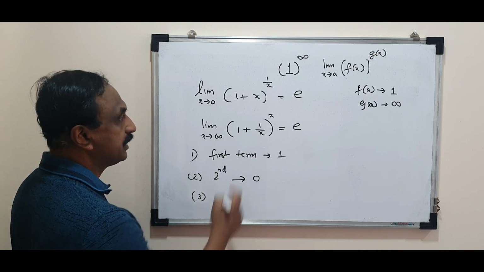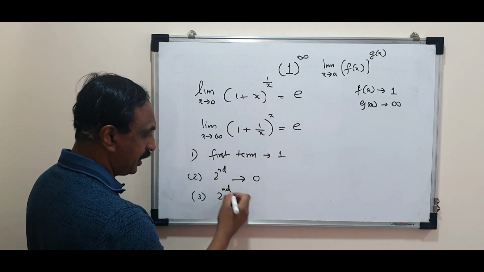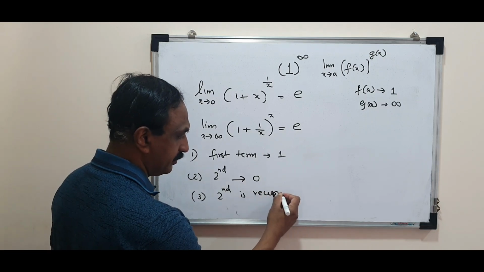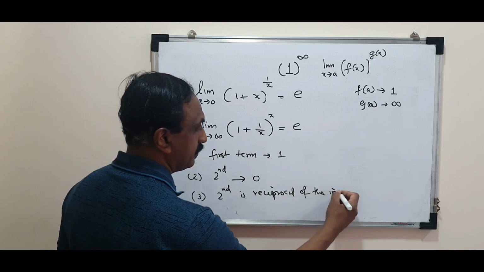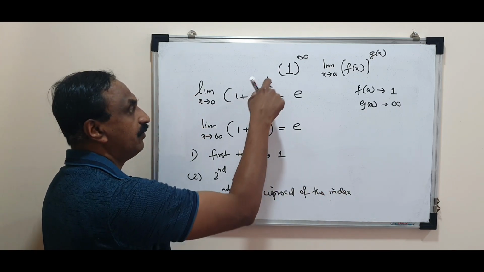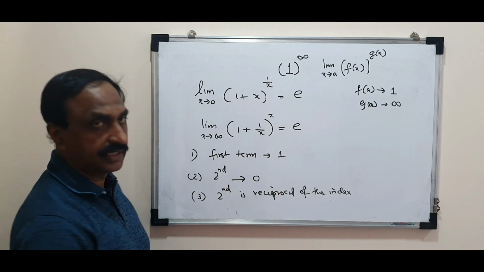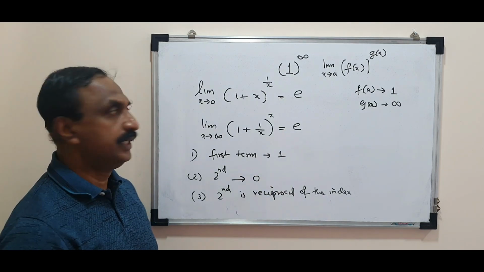And the third condition is about the base and the power: the second term is the reciprocal of the index. If I have x here, 1 by x there. If I have 1 by x here, x there. These are the conditions to be satisfied. The second term is the reciprocal of the index, or the index is the reciprocal of the second term.